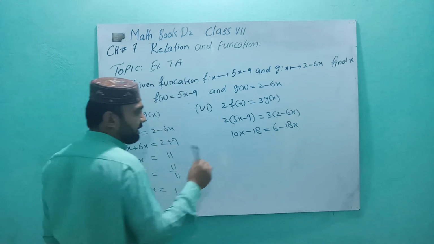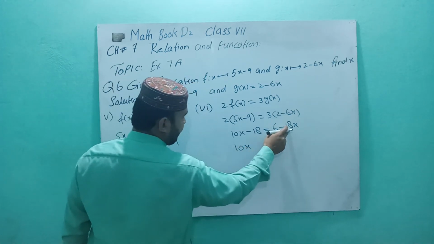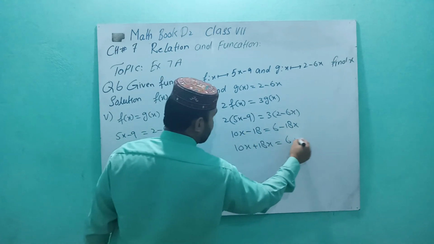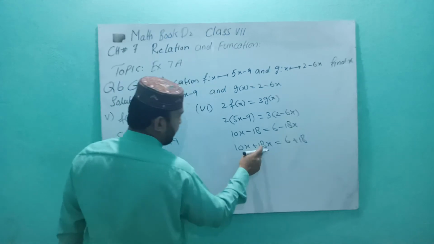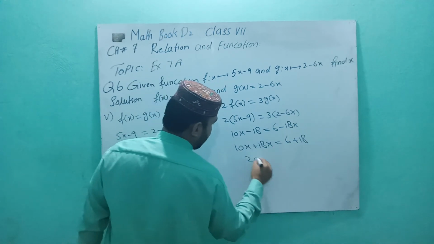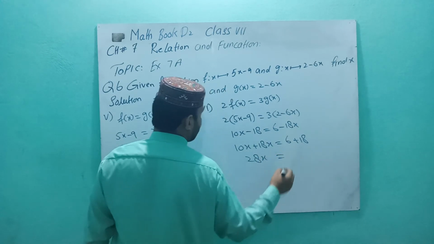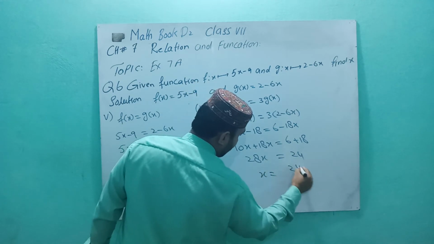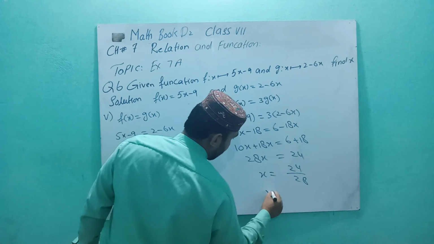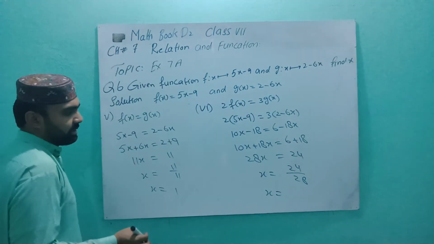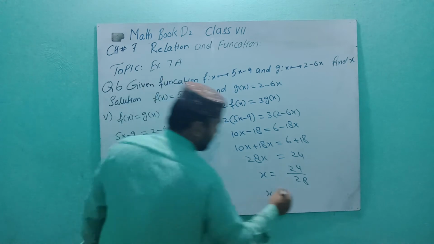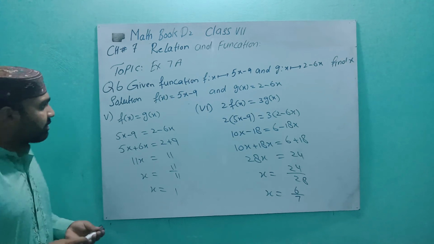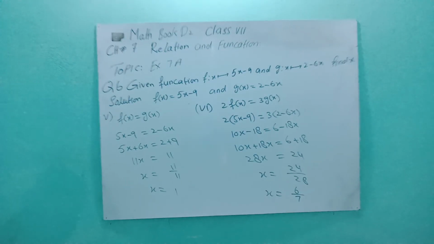Now take the variable on one side, 10x, negative 18, so plus 18, then x equal to 6 minus 18 plus 18. 18 plus 10, 28x equal to 18 plus 6, 24. x equal 24 over 28. x equal, 6 fours are 24, 7 fours are 28, 6 over 7. Question number 6 is complete. Now we do question number 7.